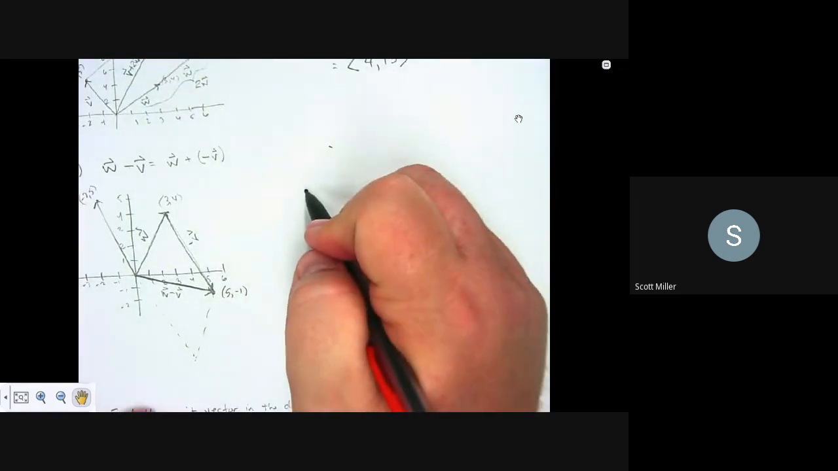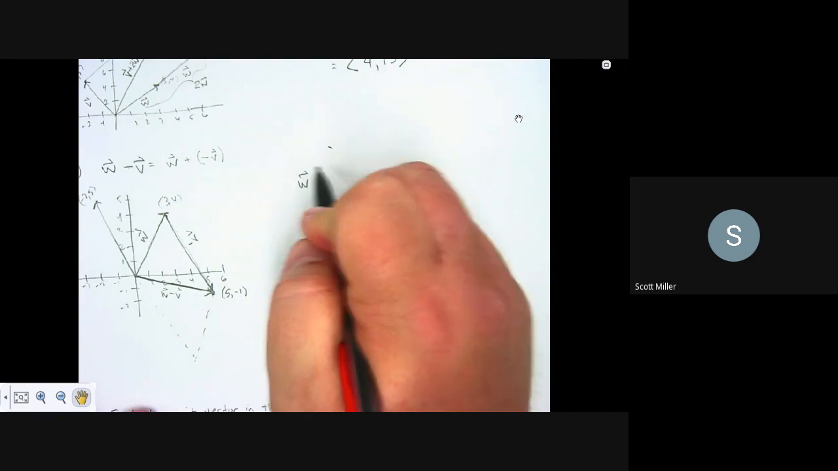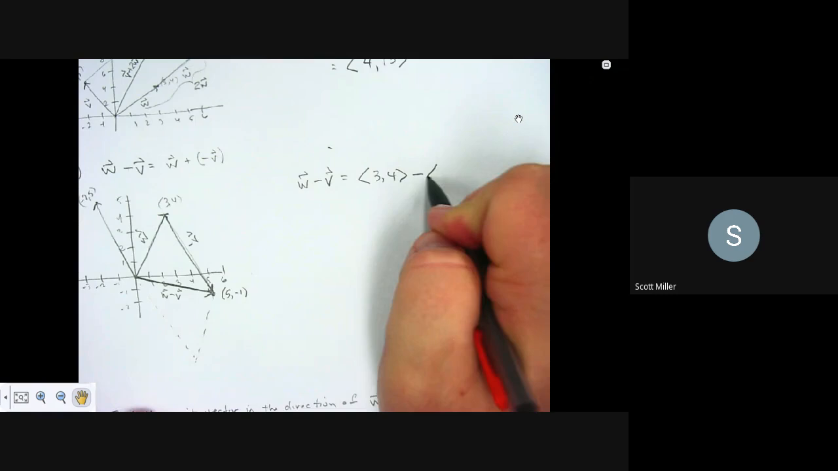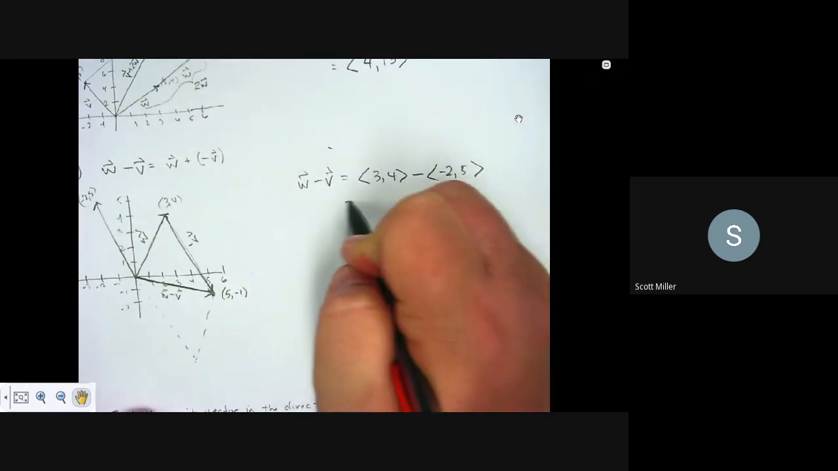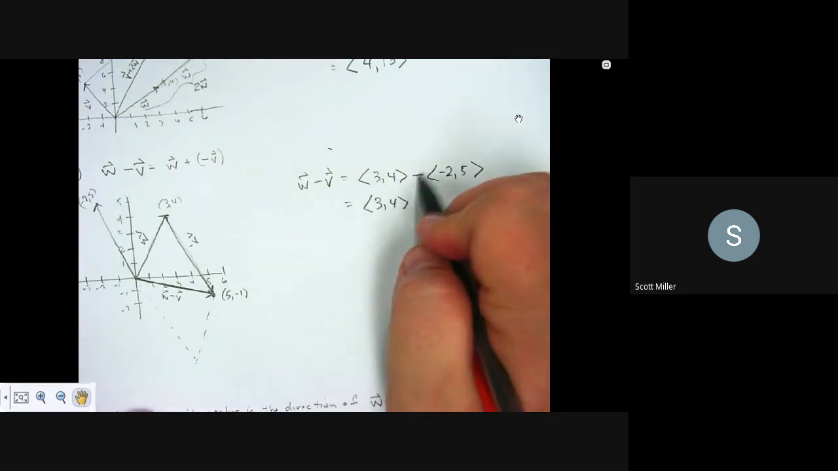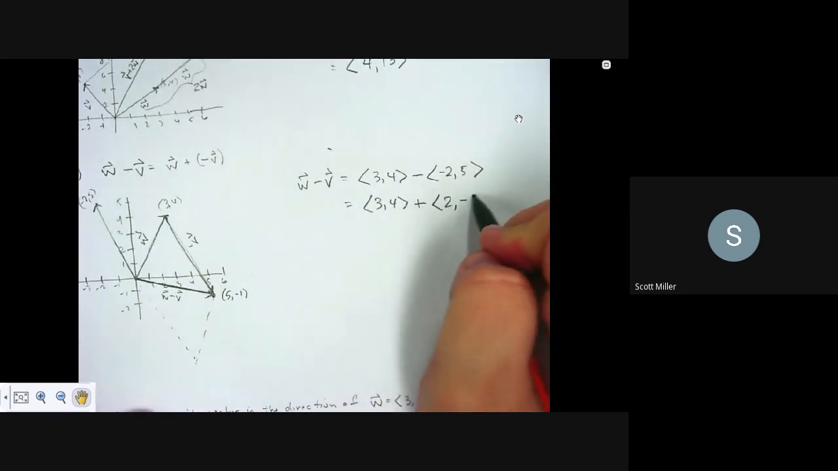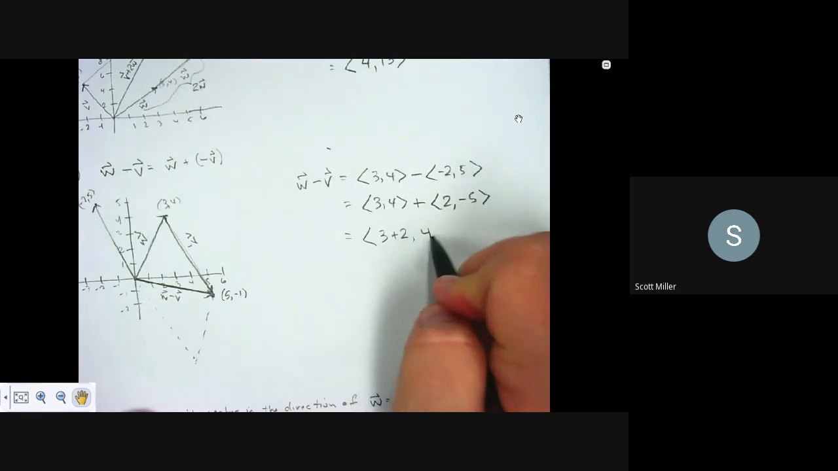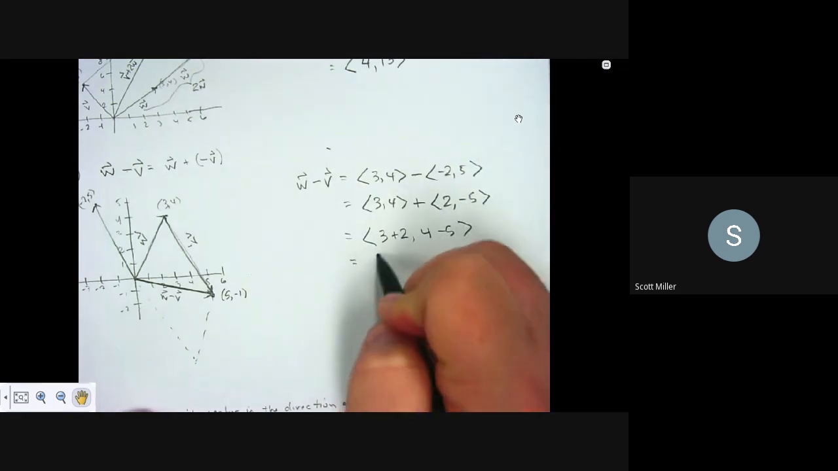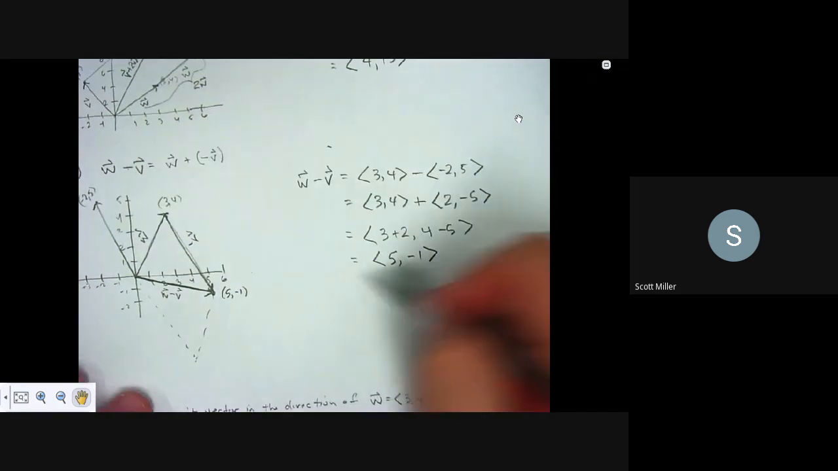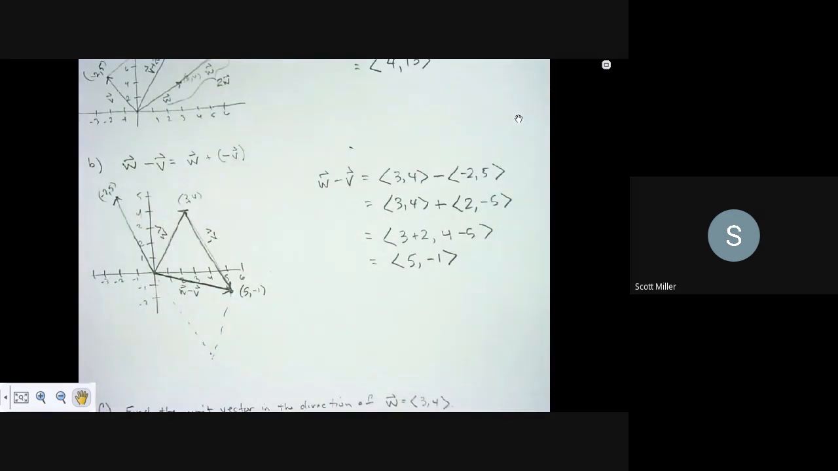So algebraically, what is W minus vector V? 3, 4 minus -2, 5. 3, 4, and then distribute this out so this becomes plus 2, -5. So this is 3 plus 2 and 4 minus 5, 5, -1. Algebraically, visually. Okay?